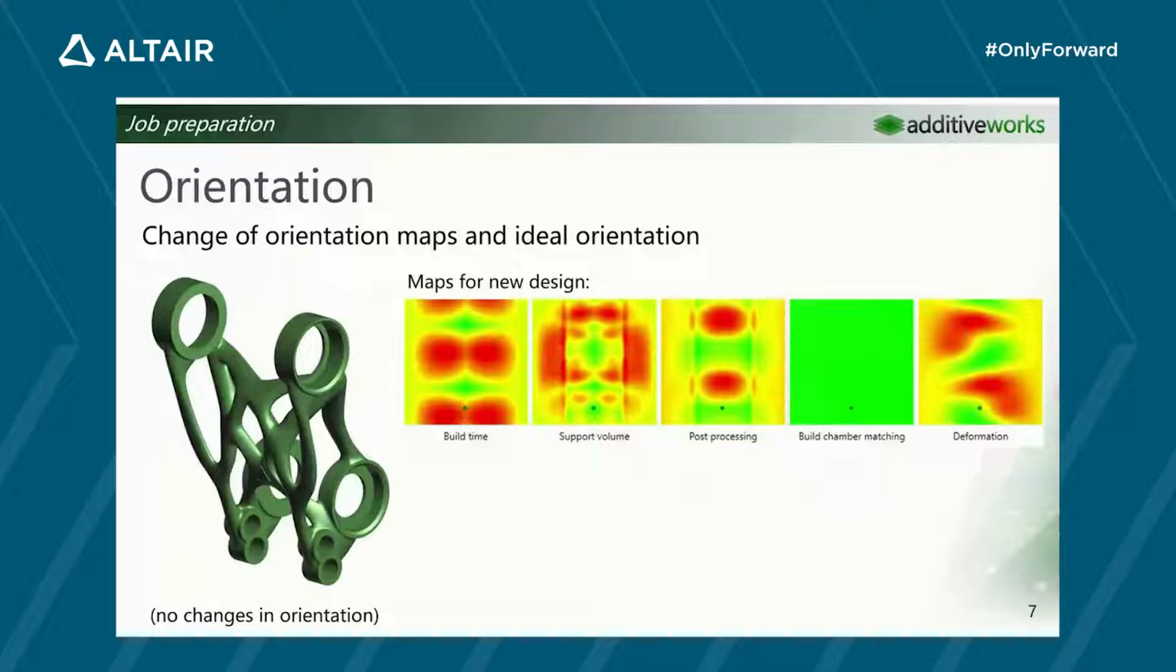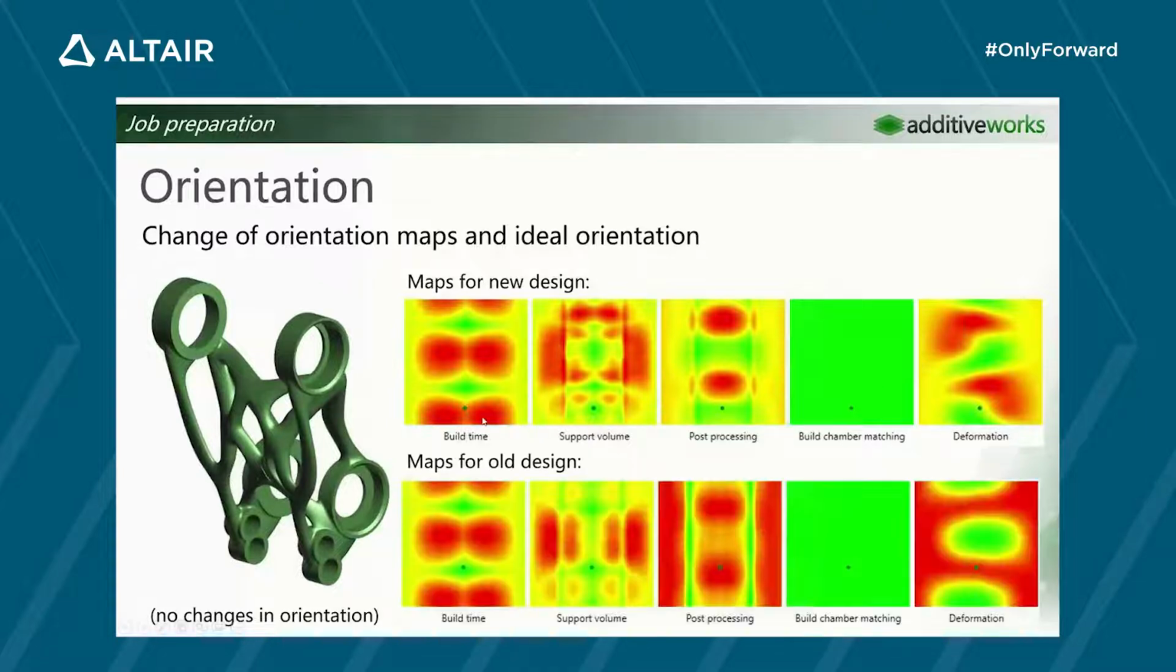So as mentioned, the first step is the orientation, and here we get other maps for the new design now, and already the best orientation is good for deformation, is good for post-processing, has fewer supports, and is a little bit higher in build time, but it's okay. And so we have a really good result without adding any user criteria.